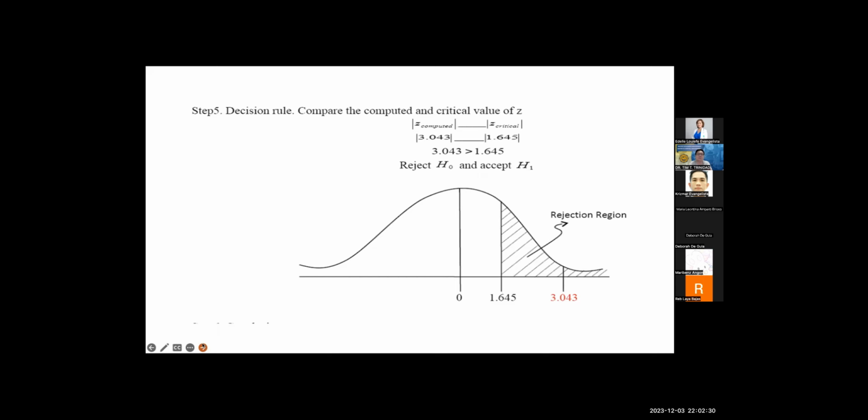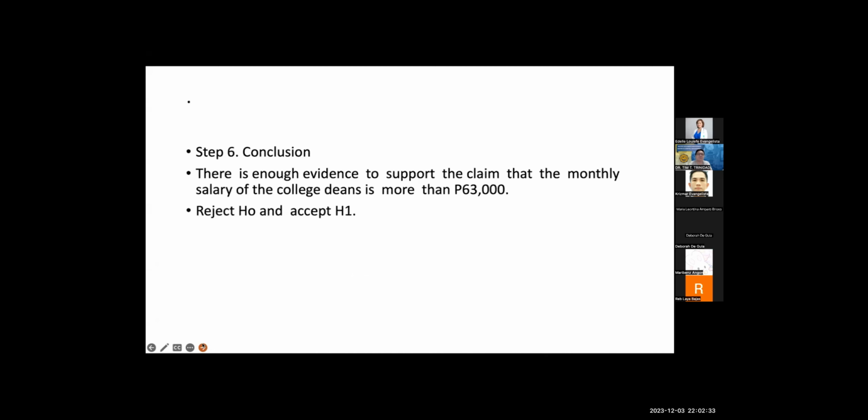So next slide, Jegs, please. Yan. So that's the conclusion. Since our computed value is more than that of our critical value, then it's enough evidence to support the claim that the monthly salary of the college dean is more than 63,000. So we rejected the null hypothesis and accepted the alternative hypothesis. So that's it for the one sample t-test. Klaro lang doon, yun lang po. We have one sample, which is yung salary lang po ng dean. So we didn't compare it to other samples, and we just compared one group versus the mean.